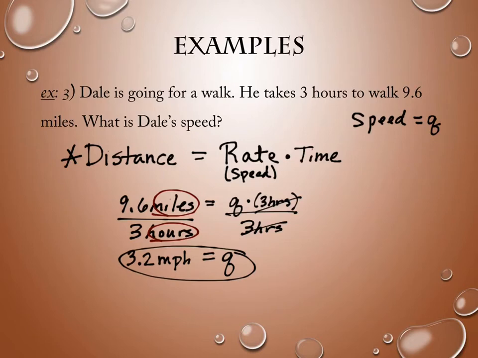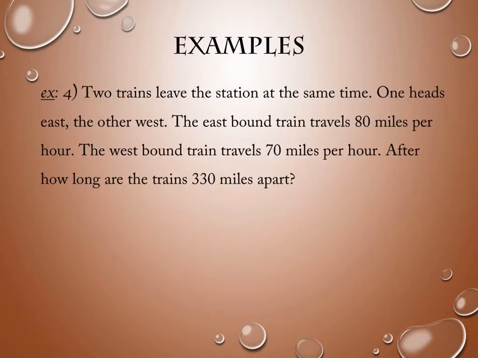When I go to the next problem, I want you to understand that it's not as hard as it looks, so just jot it down. It's a little bit of a longer one to write down. This is the kind of problem people joke about when they talk about problem solving that sounds funny. Two trains leave the station at the same time. One heads east and the other heads west. The eastbound train travels 80 miles per hour. The westbound train travels 70 miles per hour. After how long are the trains 330 miles apart?